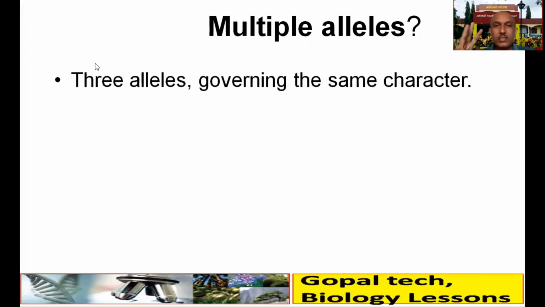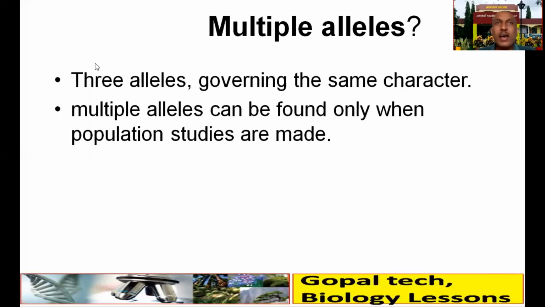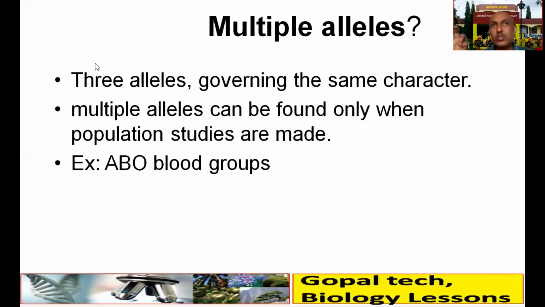Three alleles governing the same character. Three alleles for one character, that is multiple alleles. Multiple alleles can be found only in population studies, not in an individual. When we study the whole population, only then this is applicable. Example again, ABO blood group is the best example.